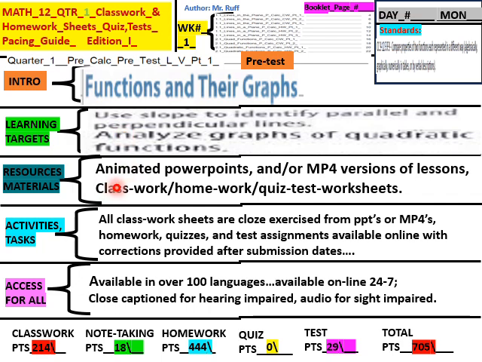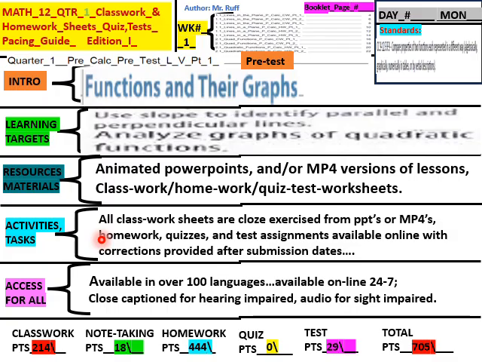And then our resources, materials: animated PowerPoints and/or MP4 versions of all lessons, classwork, homework, quiz, test, worksheets. So your lessons are going to be in animated PowerPoints and video. And then you can access those 24/7.